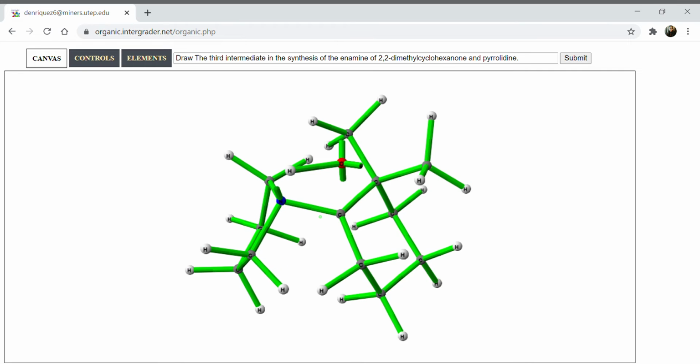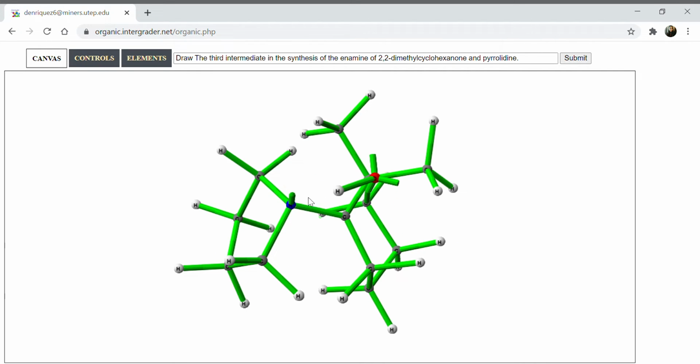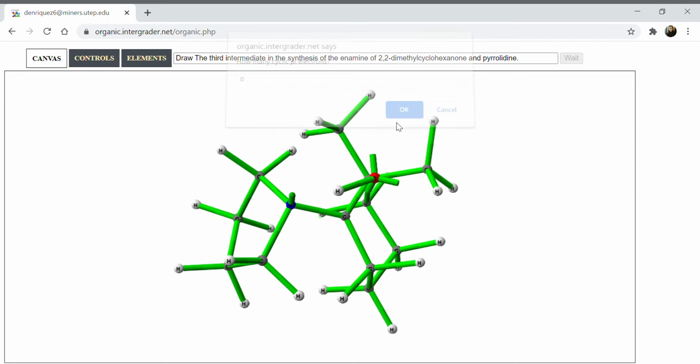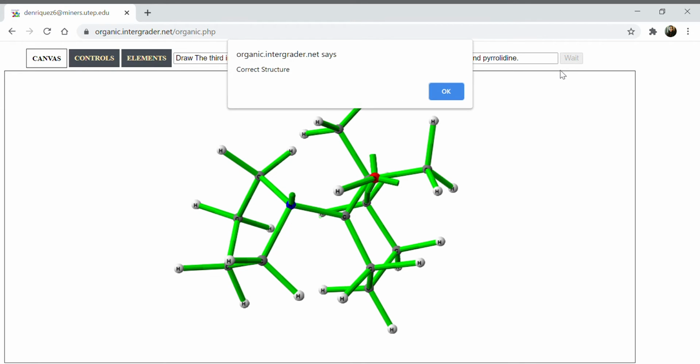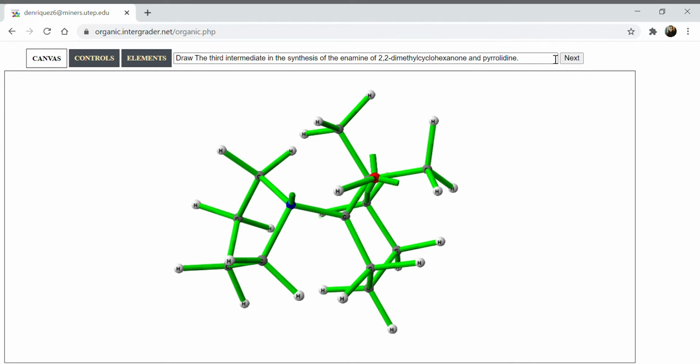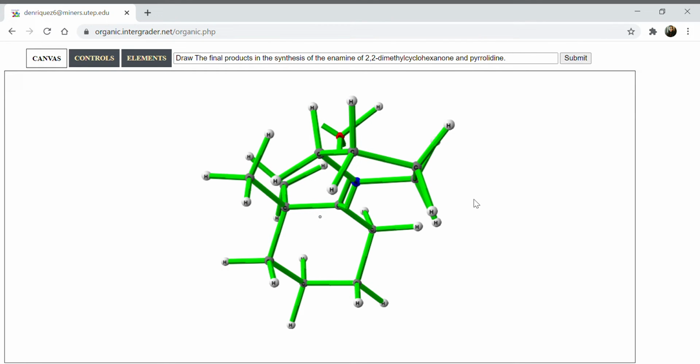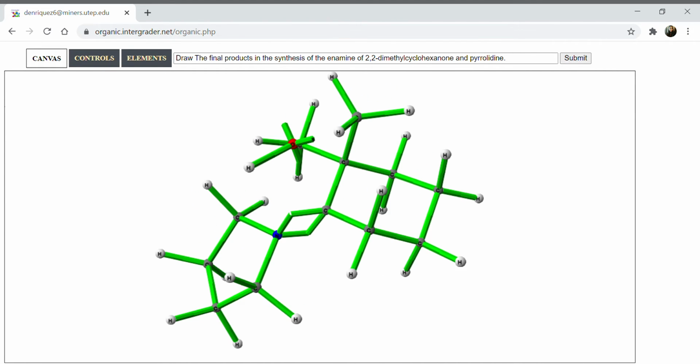Okay, I just want to make sure that I have 3 lone pairs and a hydrogen, and my nitrogen has a lone pair. So that should be good to go. Zero, because I have no double bonds. And this is the final product one.